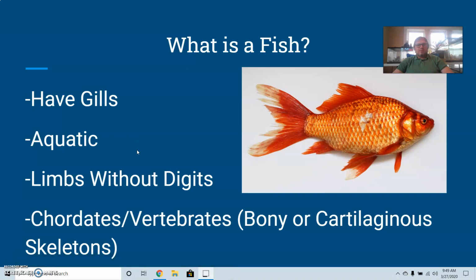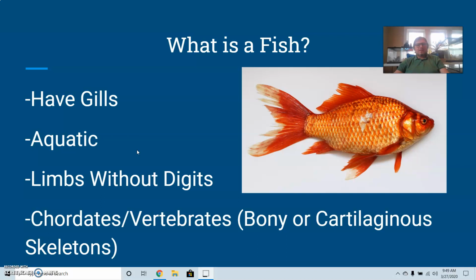Hey everyone. So for this lesson, I just wanted to go over real quick what we're talking about in terms of what is a fish. We're starting to talk about fish at this point, so it's a good point to just make it clear which animals fall into this category.